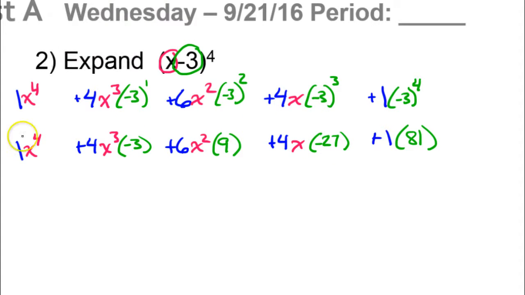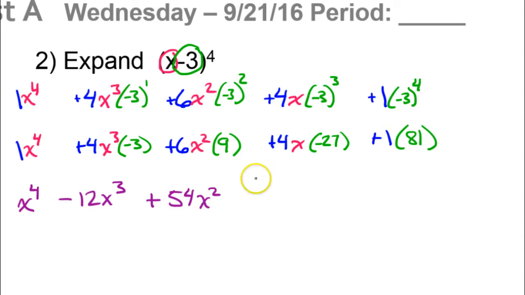Okay, so now we've done the powers. Now it's time to multiply. Well, 1x to the fourth power is really just x to the fourth power. Here I have 4 times negative 3. That is negative 12. So negative 12x to the third. 6 times 9 is 54. So we'll have positive 54x squared.